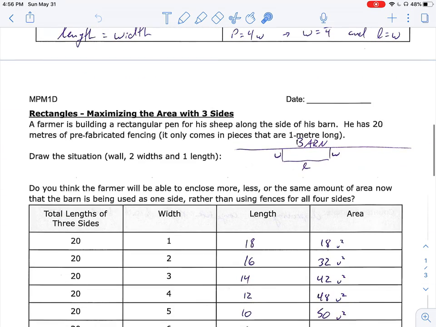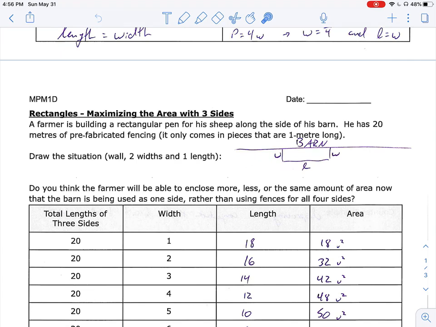So when we talk about maximizing the area with 3 sides, this is a little bit different. A farmer is building a rectangular pen for his sheep along the side of his barn. He has 20 meters of prefabricated fencing, so it only comes in 1 meter lengths. Draw the situation, so the wall, the 2 widths, and the 1 length. So we have the barn here, the 2 widths are here, and then the 1 length.